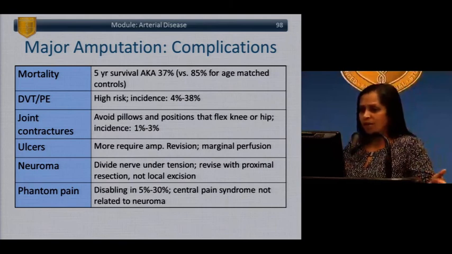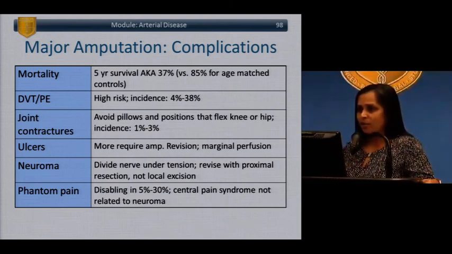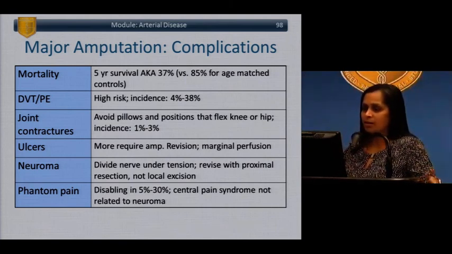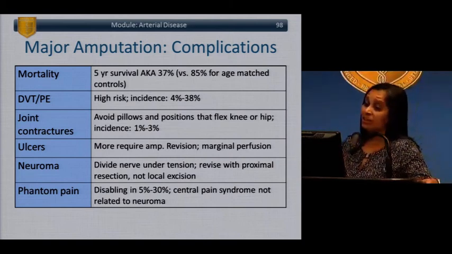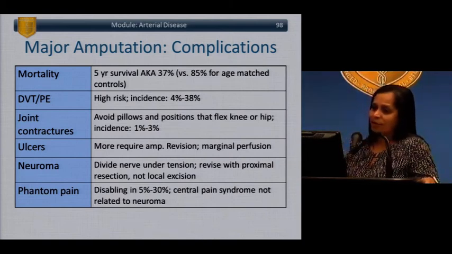So that's probably one of the most interesting statistics about amputations: the 5-year survival after an amputation is very poor, especially after an above-knee amputation. 5-year survival is 37% compared to 85% for age-matched controls.